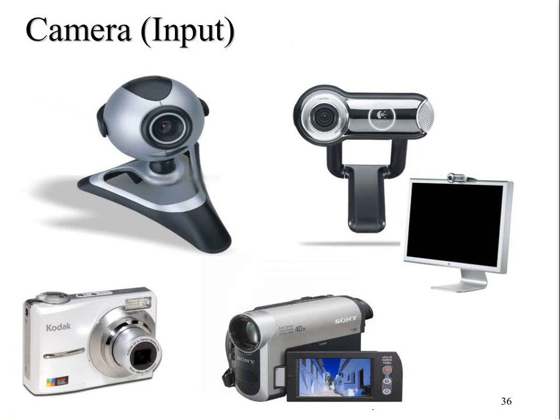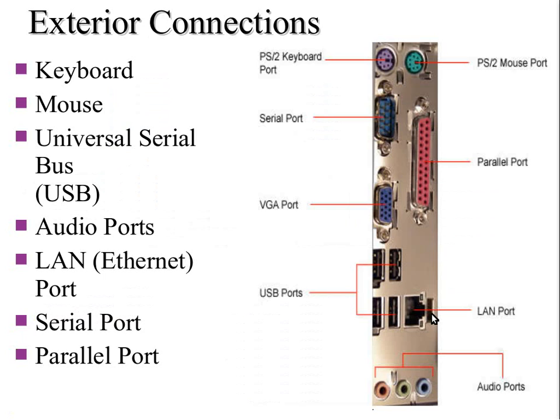Cameras are considered input devices because they take an image and convert it to data which can then be input into your computer. And whether it's a camera that you connect to your computer all the time, like a webcam, or perhaps a digital still camera or a digital video camera. All of these devices connect to the computer through some kind of external connections. I want to talk a little bit about these different connections.